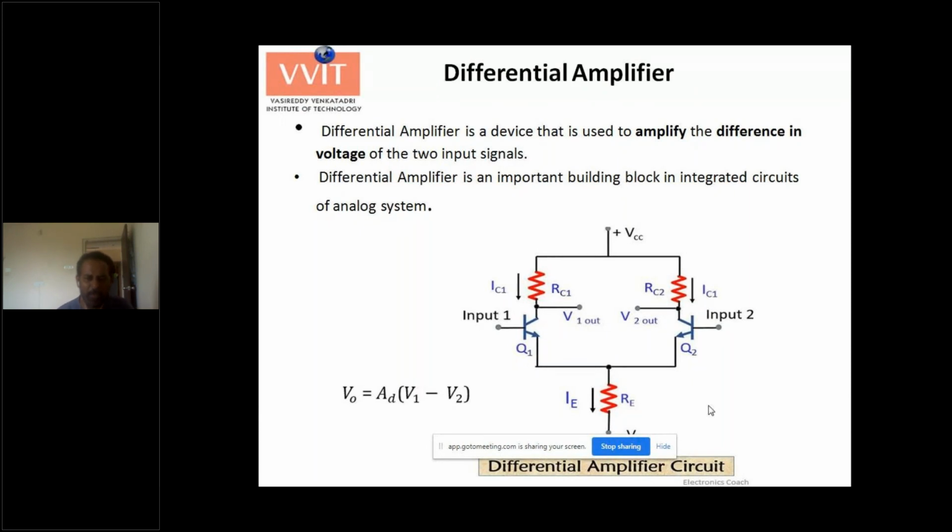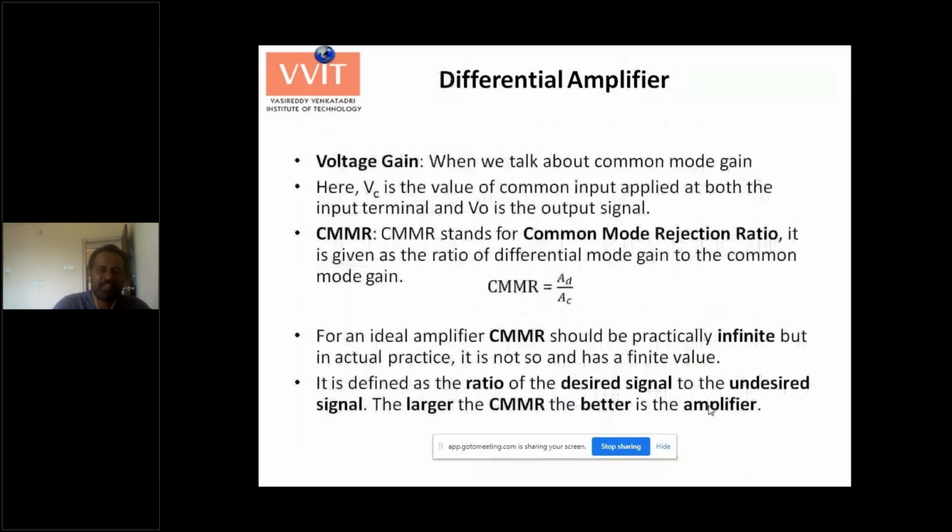Ideally, my amplifier should not give any output if V1 equals V2, but still we are getting output. So certainly there would be some common mode gain. Theoretically, or ideally, AC must be equal to 0. Practically it will not be 0. Therefore, for any differential amplifier, there is an important parameter known as common mode rejection ratio.